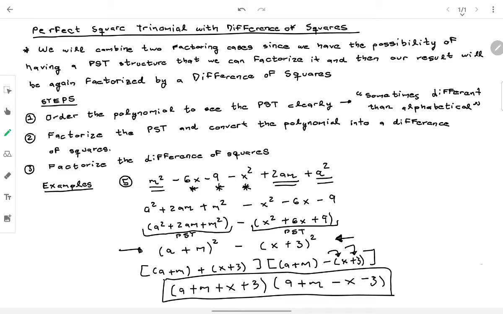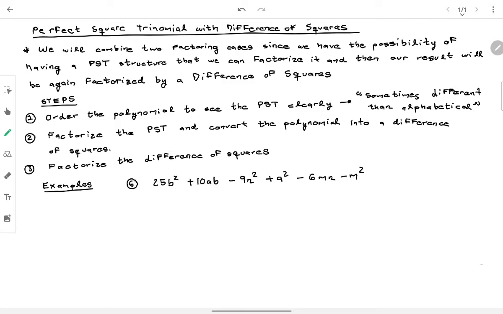So if we get 6 terms in this case, we will need to look for 2 specific structures of a perfect square trinomial. One of them will be a positive one. The other one, we will need to take out the negative sign to be the negative part of the difference of squares, but it will be exactly the same. We will factorize first the perfect square trinomial, then we will get the difference of squares, we will factorize it, and we will get our final answer. So let's see one last example.